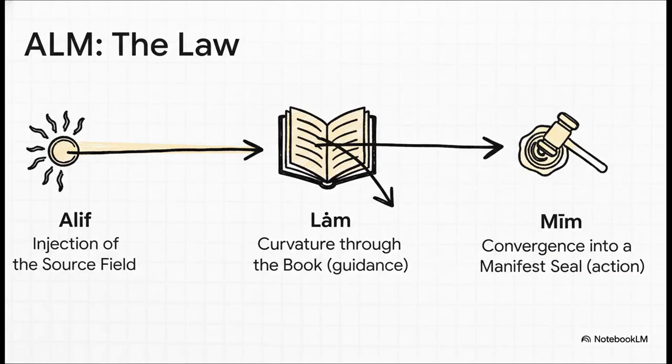So let's zoom in on ALM. The Aleph is like the injection of pure potential right from the source. Then Lam represents the book, which acts like a lens to curve that raw potential into specific guidance. And Mim, that's the final seal, the convergence. It makes sure the knowledge doesn't just stay theoretical. It has to land as a concrete action or a necessary restraint.